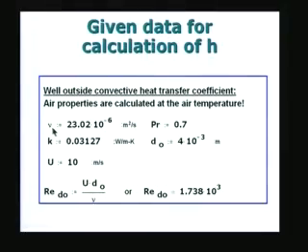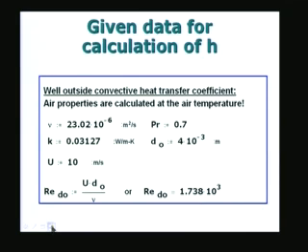So, the value of viscosity is 23.02 into 10 to the power of minus 6 meter square per second. Then the thermal conductivity is 0.03127 watts per meter Kelvin. The Prandtl number is one of the properties of the fluid which comes into the picture when you have heat transfer calculations being done. So, it is equal to 0.7 in the case of air, and the outside diameter is 4 into 10 to the power of minus 3 meters. I am converting millimeters to meters, and u is 10 meter per second. Therefore, I am able to calculate the Reynolds number as the product of u d naught divided by nu, which is 1.738 into 10 to the power of 3 or 1738.